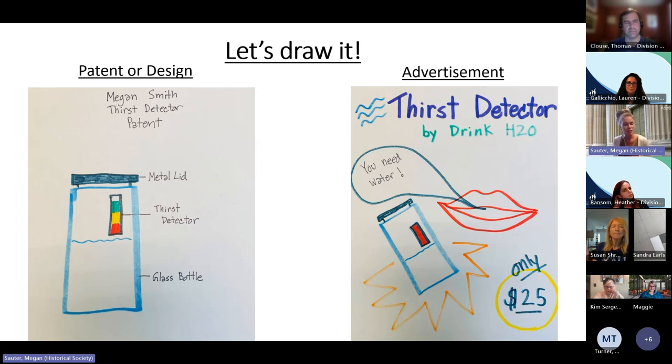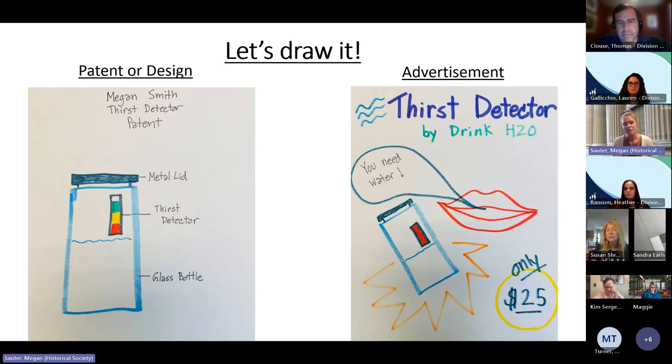They're going to have to draw it, so they have to have a patent or a design. And so you can see my example, it has a metal lid, so talking about the materials, a glass bottle. It is a thirst detector, so that is my innovative design. So it's an improvement of a current water bottle, but it's going to be able to detect if you're dehydrated or not. So it's going to turn red and warn you that you need to drink something, and then it'll turn green. And so you could have any kind of examples that you want to come up with.